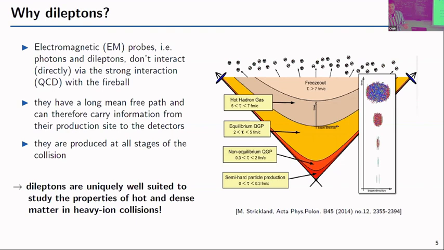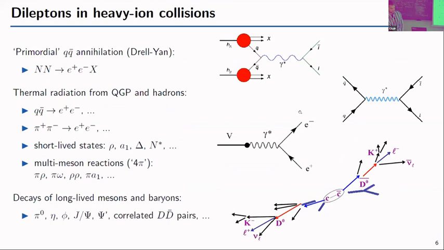So in summary, dileptons are uniquely well suited to study the properties of hot and dense matter in heavy ion collisions. And what kind of dileptons do we have? So here is some classification which we can use. So first of all, we have the Drell-Yan process, so primordial q q-bar annihilation, which generates e+ e- pairs in this example, and you have the corresponding diagram here. Then we have the more interesting dileptons coming from thermal radiation, from the QGP and from hadrons. So for example, q q-bar annihilation, pion annihilation, which you also see here in this diagram.